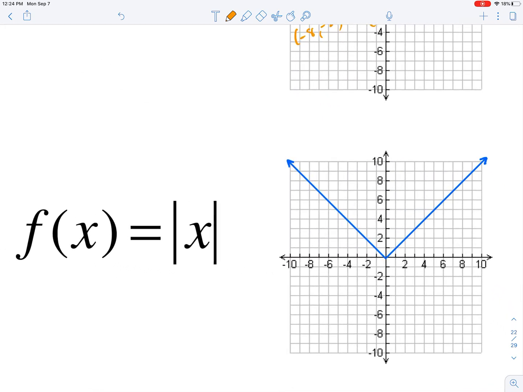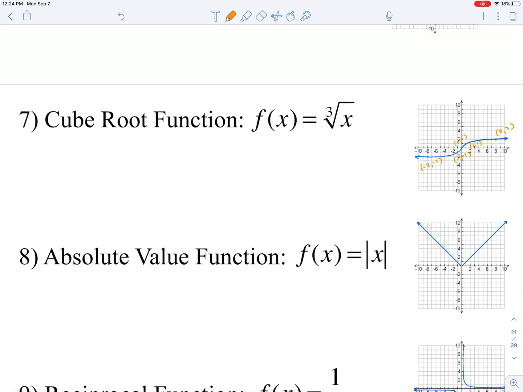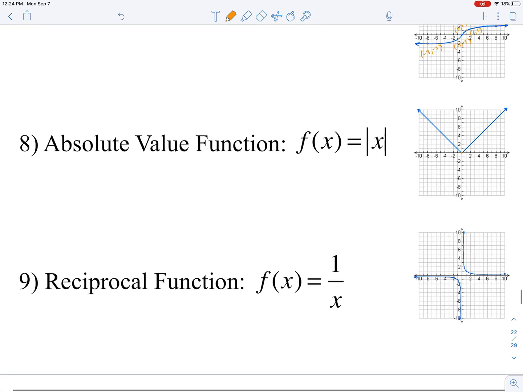Okay, the absolute value function: (0, 0), and then (1, 1), (2, 2), (3, 3), (4, 4), and so on, and then (-1, 1), (-2, 2), (-3, 3), and so it ends up making a V. I'll save what taking the absolute value of functions ends up doing to the graph for section 1.3.